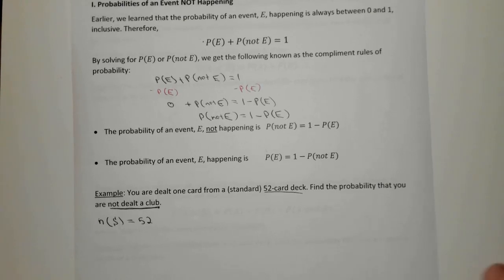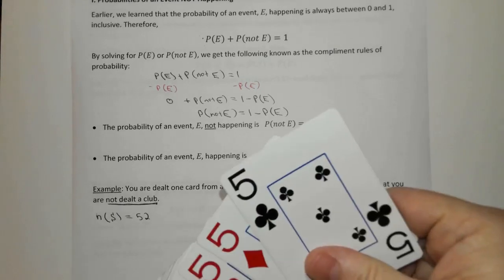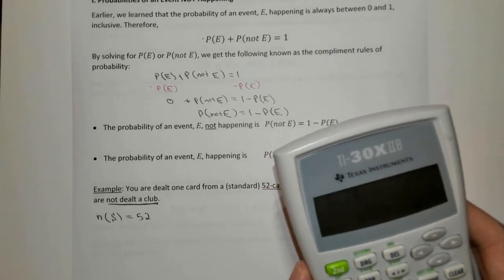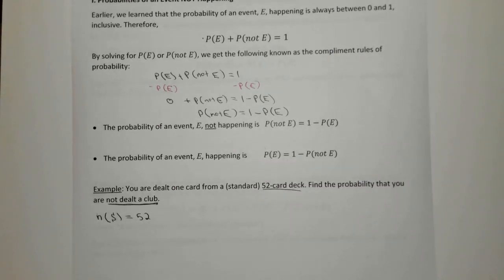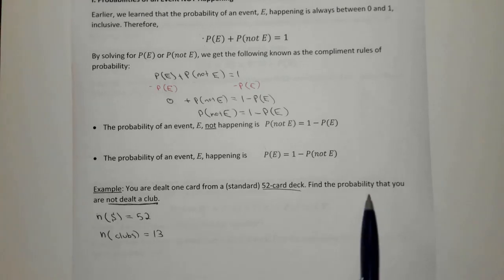In the other section, we discussed that a deck of cards has 4 suits, which I just showed you. If there are 52 cards in a deck and 1/4 of that deck is clubs, then 52 divided by 4 is 13. So there are 13 clubs. Okay, so the number of clubs is 13. In this problem, it wants us to find the probability that you are not dealt a club.